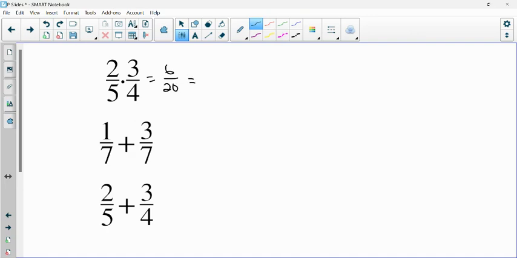We do want to reduce that. 2 goes into 6 3 times. 2 goes into 20 10 times. You could also, if you wanted to, remember when you're multiplying, you can cross reduce.